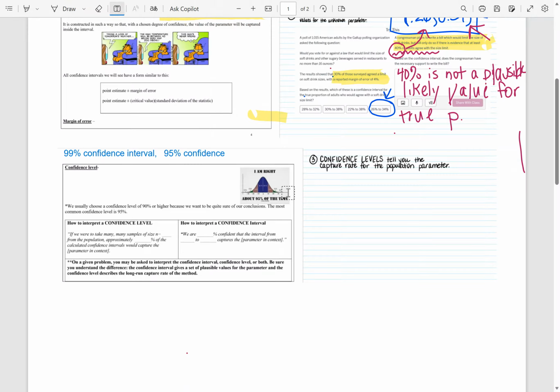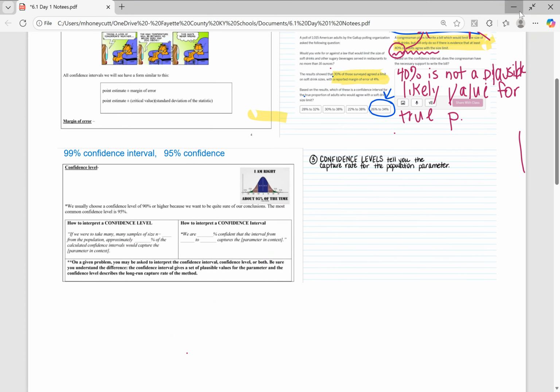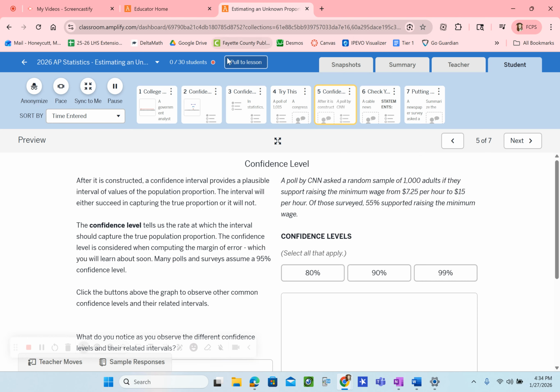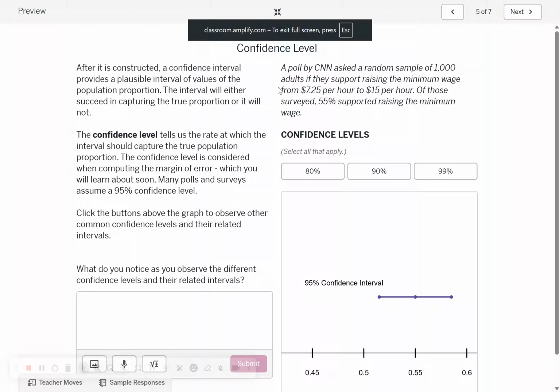So you'll hear confidence, different percentages. So 99% confidence, 95% confidence. And what that does is it tells you the capture rate for the population parameter. So I'm going to take you back to that activity that you did. Hopefully that you did. So here is a poll.